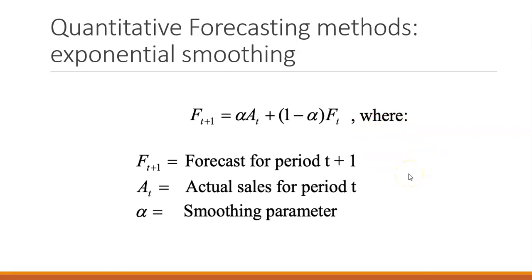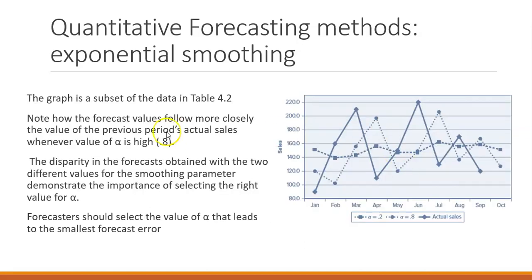And we can see the graphical representation of this. So how the forecast follows more closely the value of sales of the previous periods whenever the value of alpha is high. So we have an example here where our actual sales are the solid line. And you can see that our actual sales are very volatile. So we have high peaks and we have low peaks.